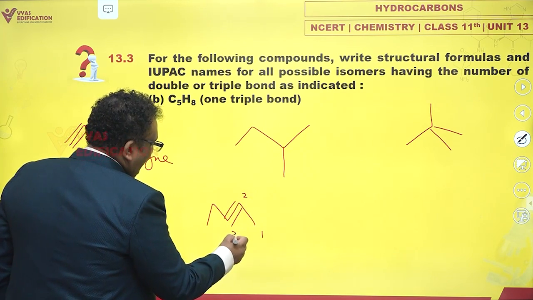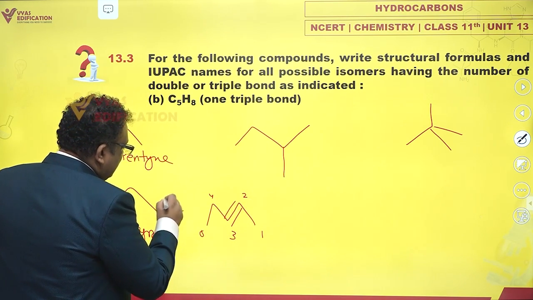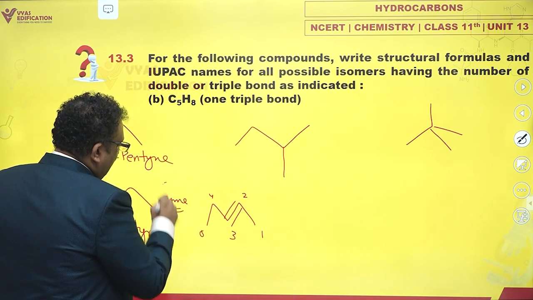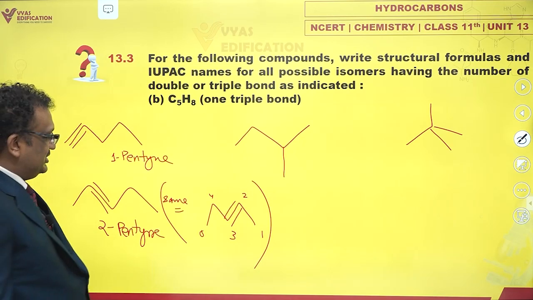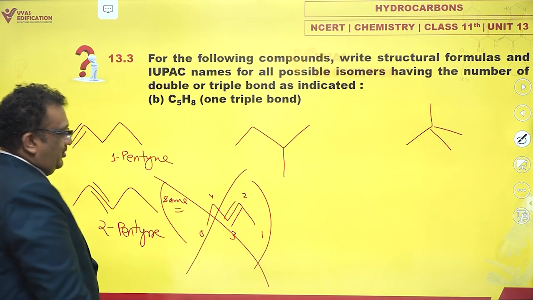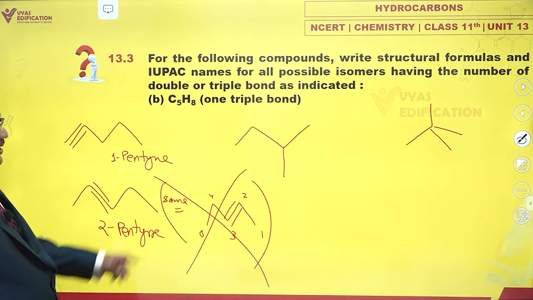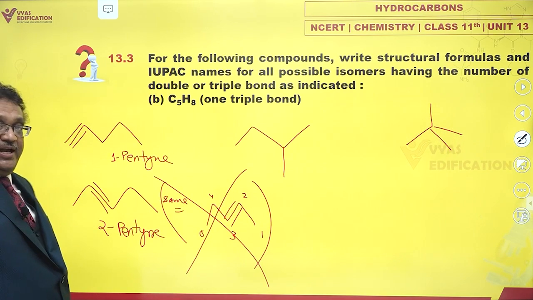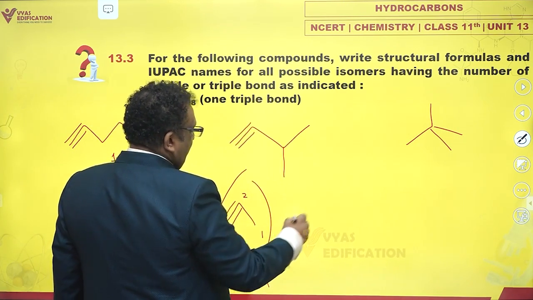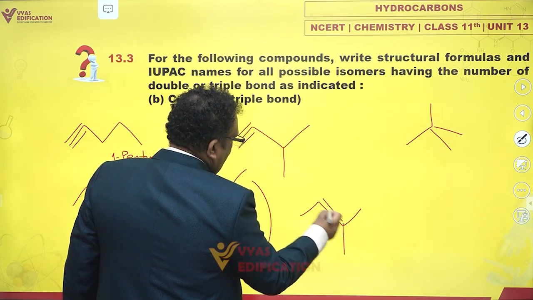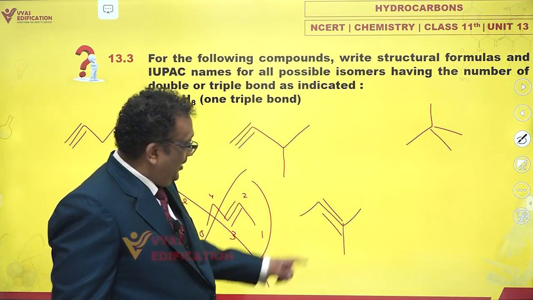No. 1, 2, 3, 4, 5. This is the same. There is nothing new. So I don't have to count this separately. Not required. So I have 1-pentyne and I have 2-pentyne. And what about this? Could I put a triple bond here? Yes. Could I put a triple bond here? No. Why? 1, 2, 3, 4, 5.